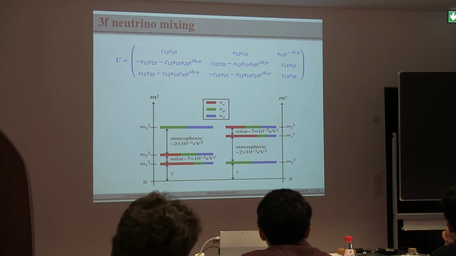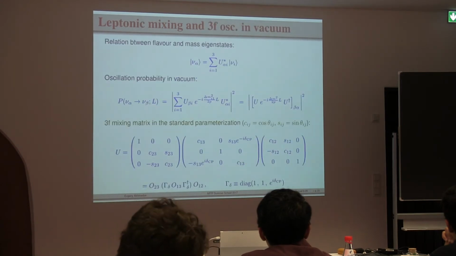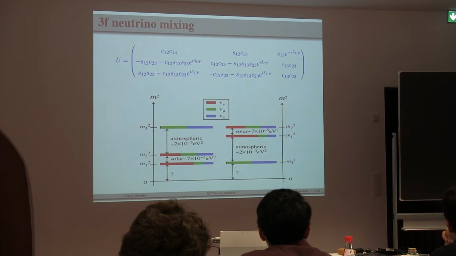Now, if we multiply these three matrices, the result is here. Again, you can find it in the Particle Data Group listing. Okay. Now, what is what here? Each line gives us a composition of a neutrino flavor eigenstate, nu e here, nu mu in the second line, and nu tau here, in terms of nu 1, nu 2, and nu 3.